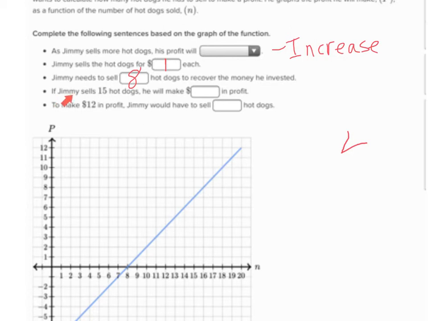Okay, the next one says, if Jimmy sells 15 hot dogs, how much profit will he make? Well, the first $8 that he sells will break him even. So everything over $8 is profit. So how much bigger is 15 than 8? 7. So his profit will be $7. Right? If he went and spent $8 and then he sold $8 worth of hot dogs, he broke even, which means he did all that work for free, right? But if he sells 15 hot dogs, he makes $7 in profit. To make $12 in profit, how many hot dogs does Jimmy need to sell? 20. Yeah, if he sells 20 hot dogs and he pays the $8 to get started, that's $12 of profit.